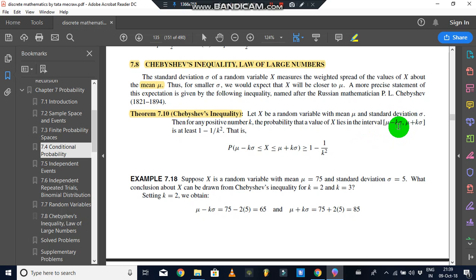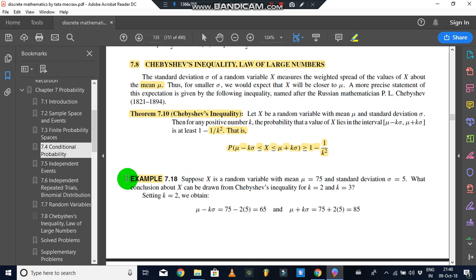Then for any positive number k, the probability that a value of x lies in the interval from mu minus k sigma to mu plus k sigma is at least 1 minus 1 upon k squared. The value of k is given in our problem. First you need to subtract, and then the second one you need to add, so here you can find the interval. That is, the probability of mu minus k sigma less than or equal to x, and x less than or equal to mu plus k sigma, is greater than or equal to 1 minus 1 upon k squared. This is the thing you need to remember.